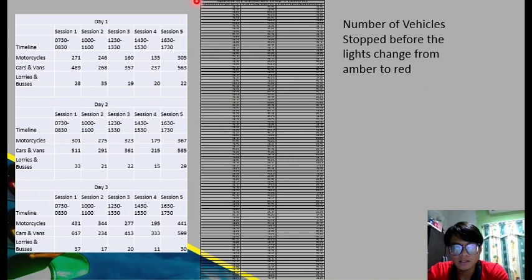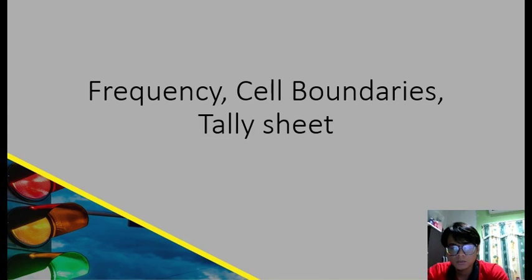And these are examples of data for day 1 for speed of vehicles: motorcycles, cars and vans, and lorries and buses. We take 100 speeds. As the data are more than 200, we take only 100 as the sample size. Next will be the frequency, cell boundaries, and tally sheet.